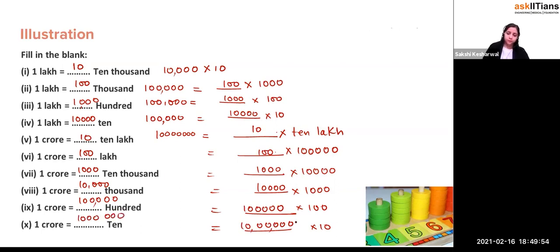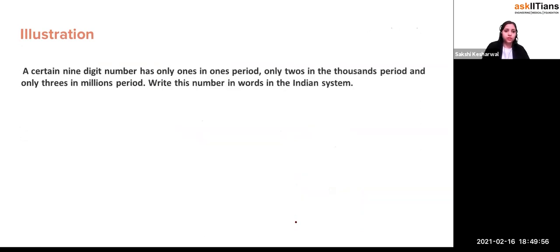That's your answer, right? Now let's come to, okay, a certain 9-digit number has ones in the ones period, twos in the thousands period, and 3s in the millions period. So it is talking about what, beta? International system. So it means what it says, that ones in the ones period. So this will be 1, 1, 1. Now twos in the thousands period. So it will be what? 2, 2, 2. And it says that 3s in the million period. So this is million period, right?